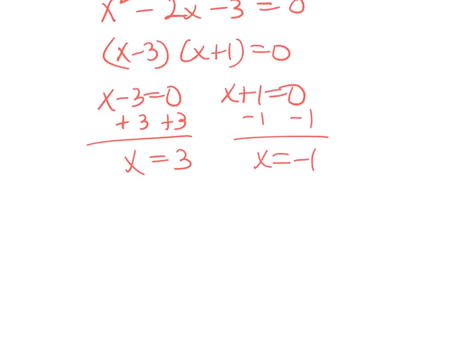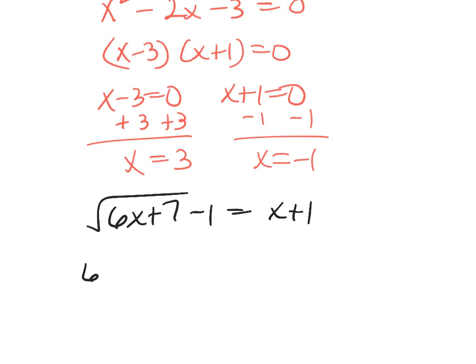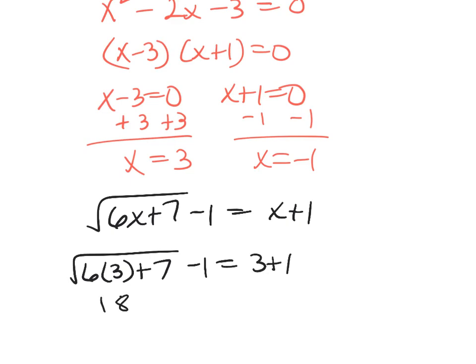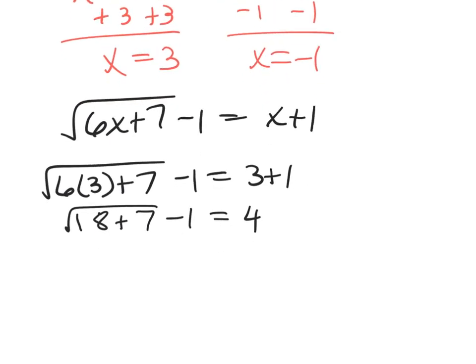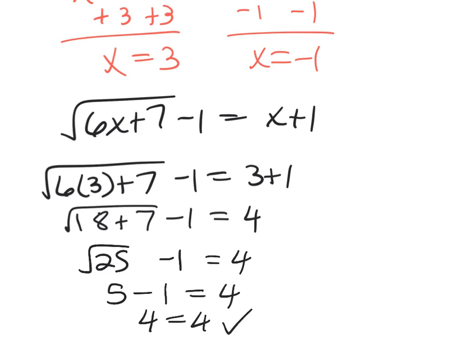So let's check it. So, original problem, the square root of 6x plus 7 minus 1 equals x plus 1. So 6 times 3 plus 7 minus 1, 3 plus 1, 18 plus 7. I'll add 3 plus 1, 25 minus 1. 25 square rooted is 5. 5 minus 1 is 4. 4 equals 4. It checks.